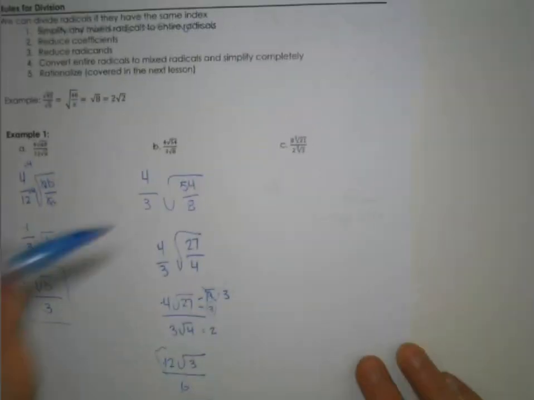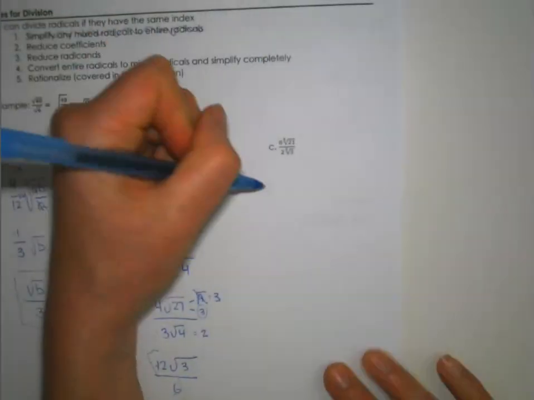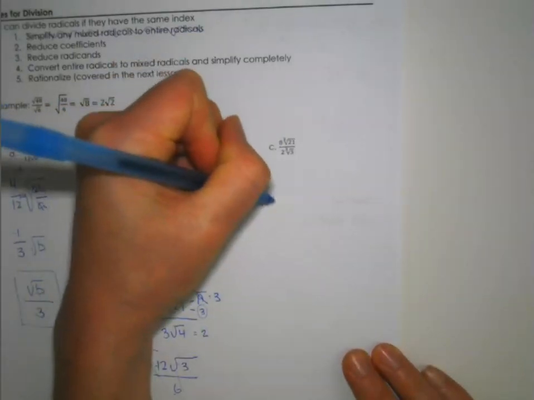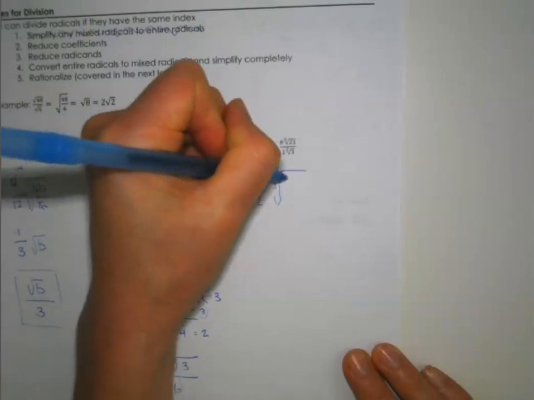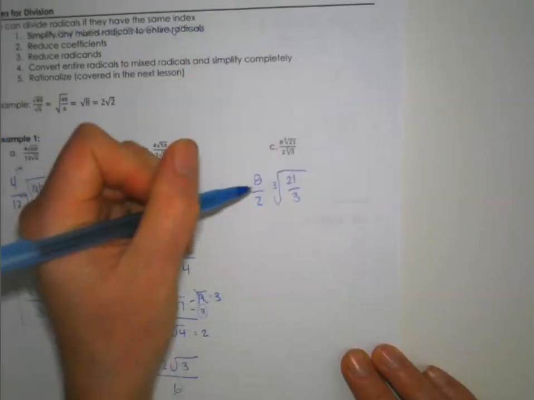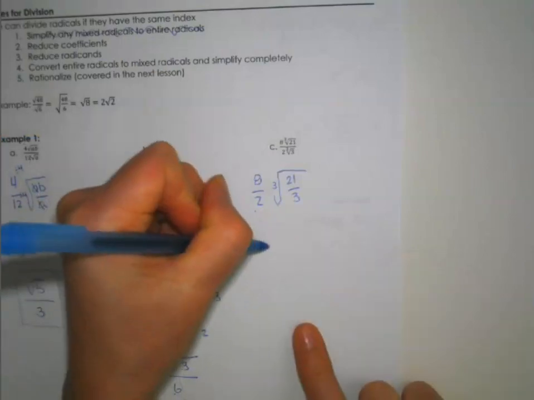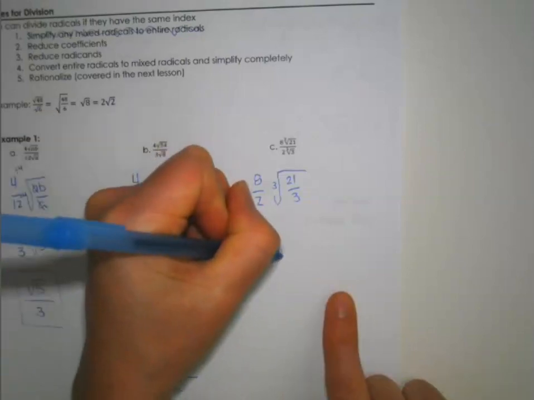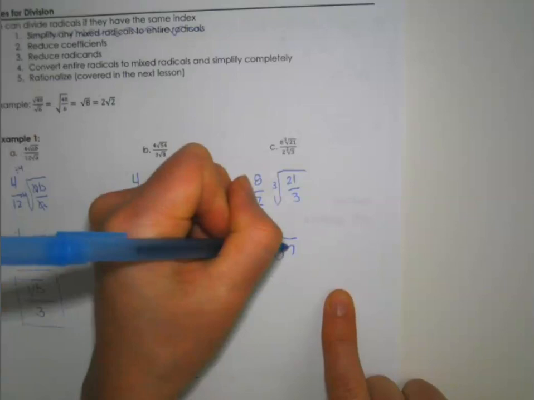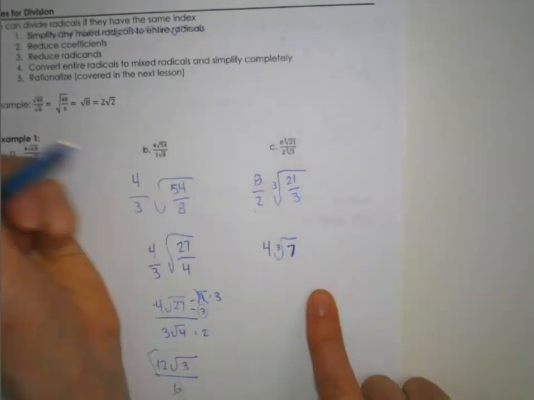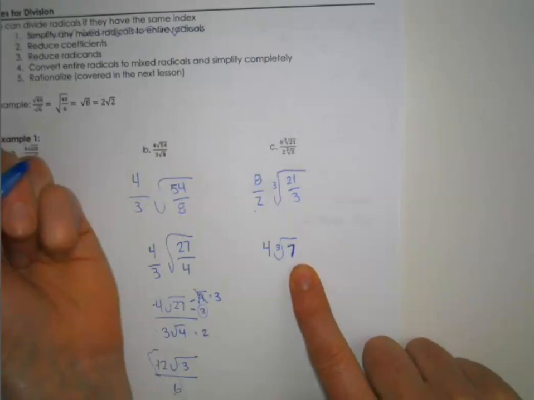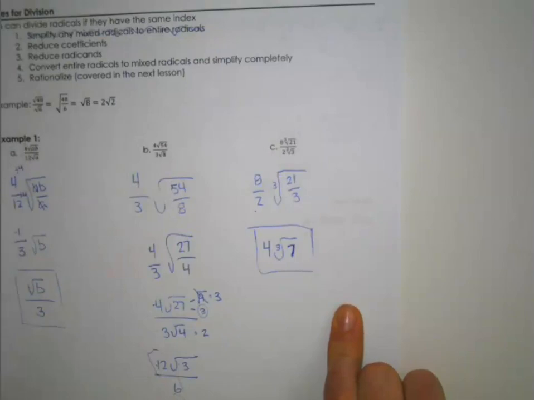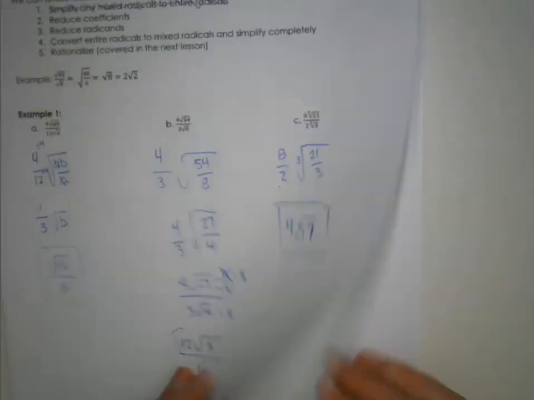Okay, last one here, 8 cube root 21 over 2 cube root 3. Same setup, 8 divided by 2, and then cube root 21 divided by 3. So 8 divided by 2 gives us 4. 21 divided by 3 gives us 7. So basically just a really nice whole number there. And 7, there's no perfect cube in there. So this is just our final answer for that one. So a nice change from that middle one.